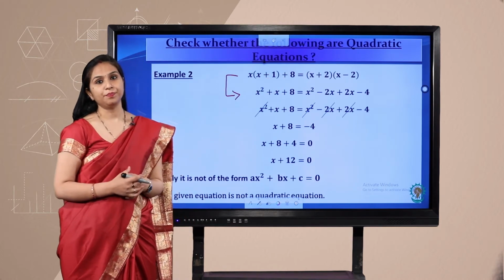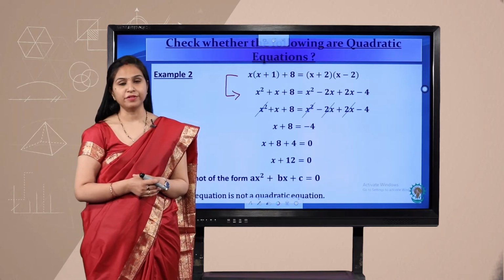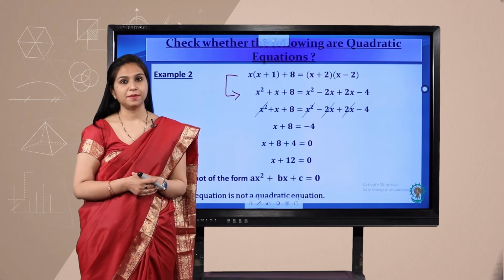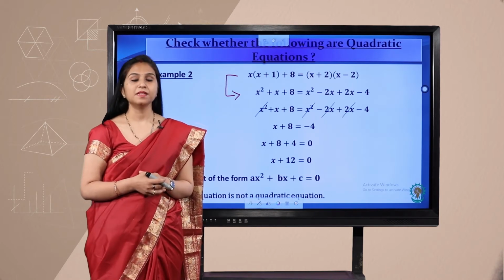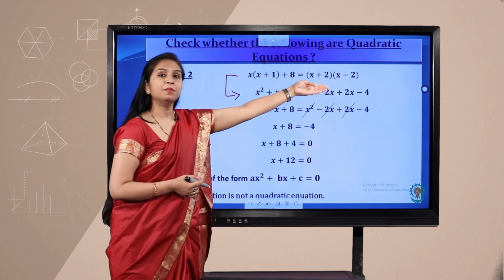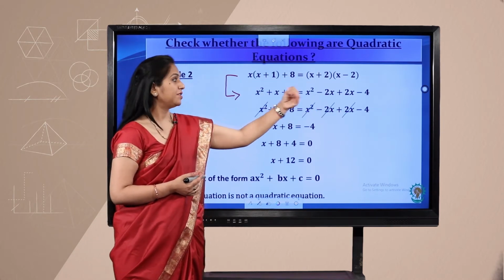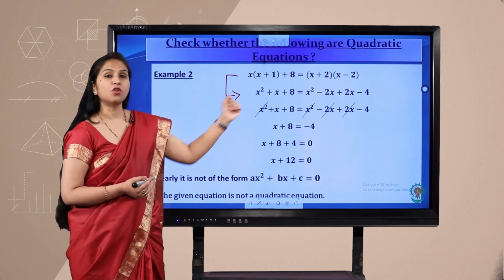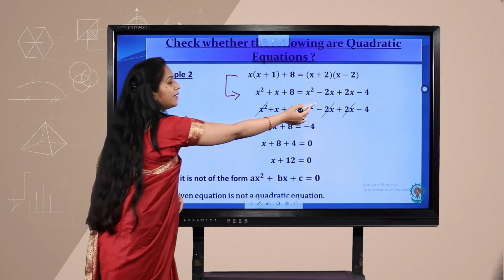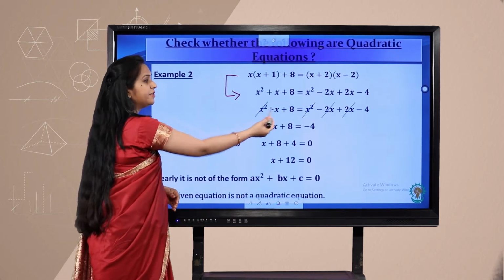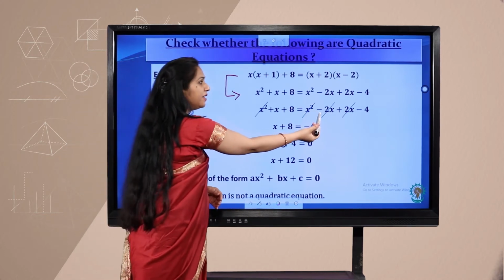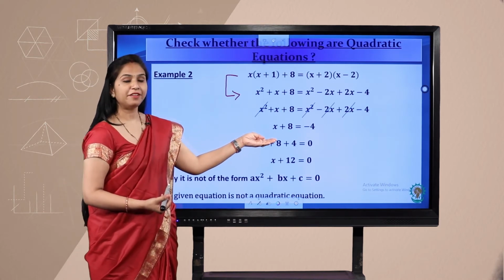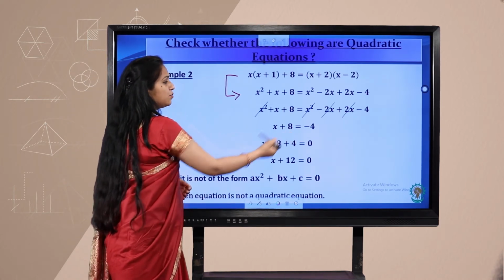Children, you can see here the right hand side is a product of (a + b)(a − b), which equals a² − b². You can directly multiply them or you can apply the identity here. When you find the product, cancel out the common terms. You can see x² and x² get cancelled because they have different signs. Similarly, −2x and +2x also get cancelled, and at the end you will be left with x + 8 = −4.